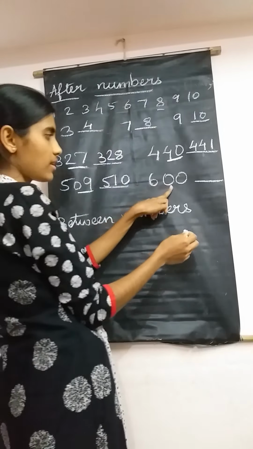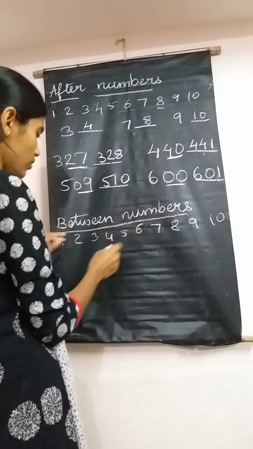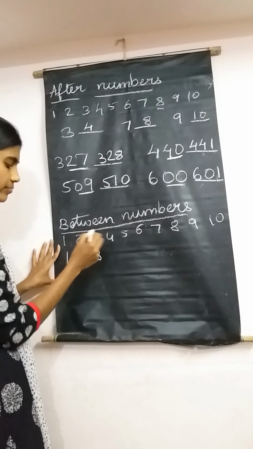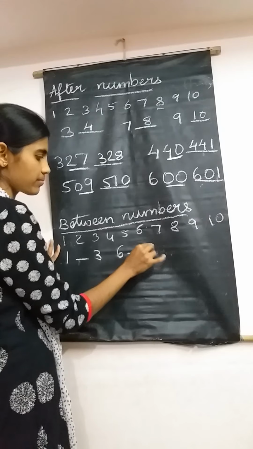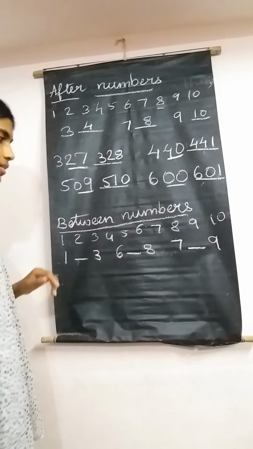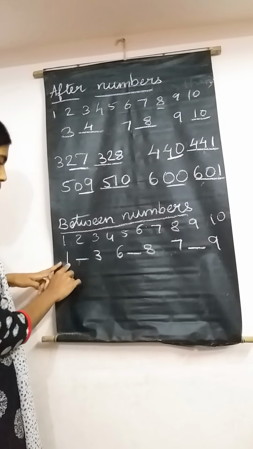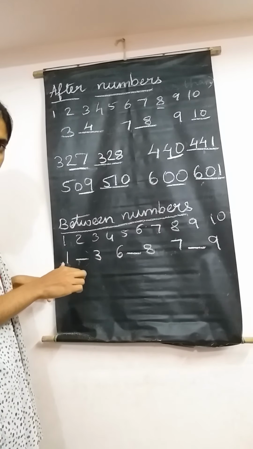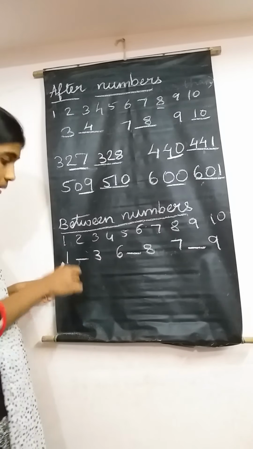So let's learn what are between numbers. Between numbers means which comes in between. Once again, I will write 1, 2, 3, 4, 5, 6, 7, 8, 9, 10. I will give examples for 1-3, 6-8 or 7-9. Between number means which comes in the middle. Between 1 and 3 is here. So what is between 1 and 3? Number 2. So write it.